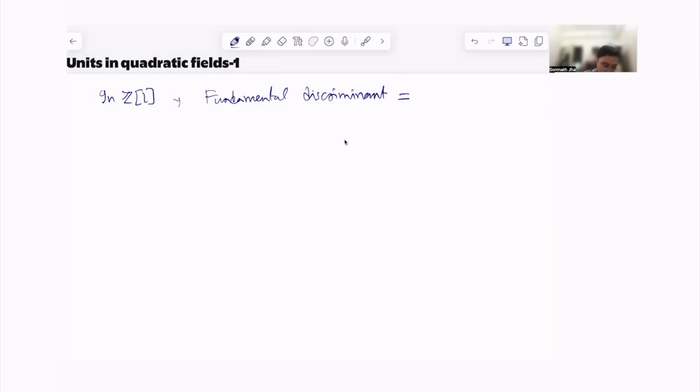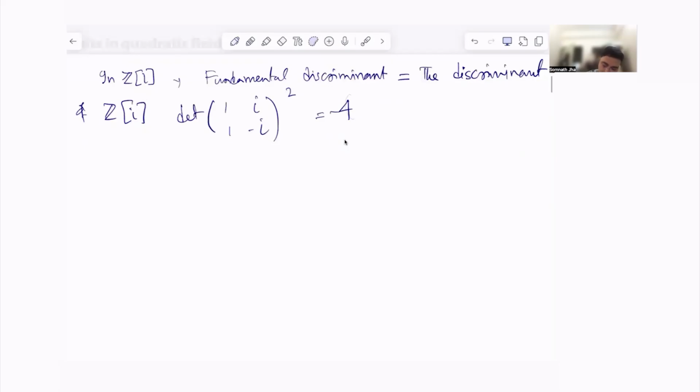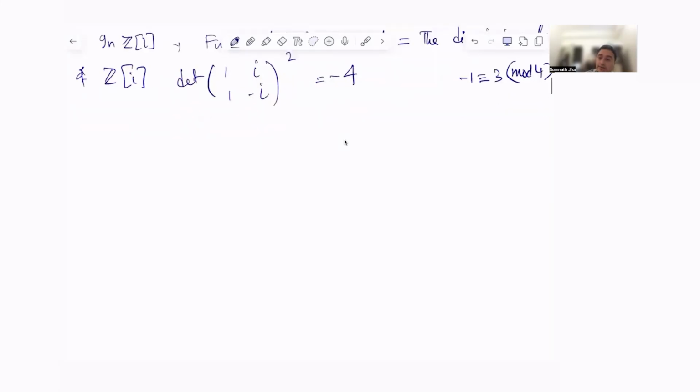So let's take an example in Z[i]. We have the fundamental discriminant of Z[i], which is the ring of integers in Q(i), and that is given by the determinant of (1, i; 1, -i) squared. So it is minus 4, right? The fundamental discriminant is minus 4. And minus 1 is congruent to 3 mod 4. So that matches that it should be like this.